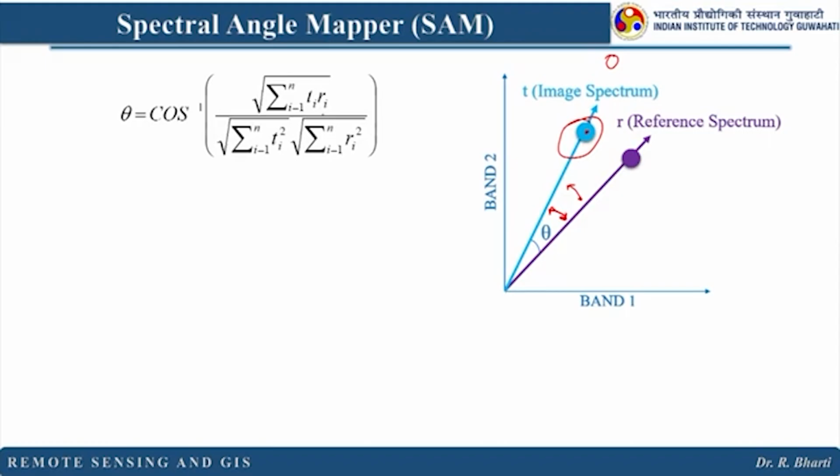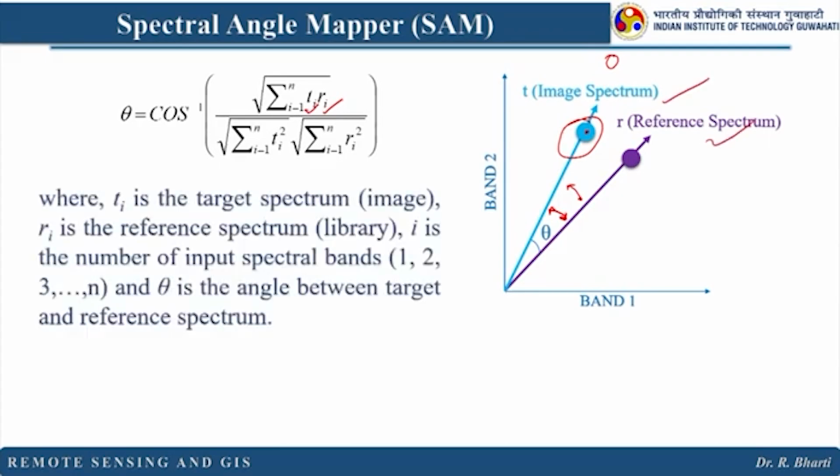Here Ti and Ri are basically your target and reference spectra, where Ti is the target spectrum of the image, Ri is the reference spectrum, i is the number of input spectral bands, that can be 1, 2, 3, 4, 5, or maybe hundreds, 200s or 300s, and theta is the angle between target and reference spectra. I hope you have understood this part.